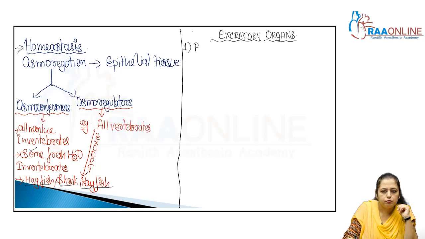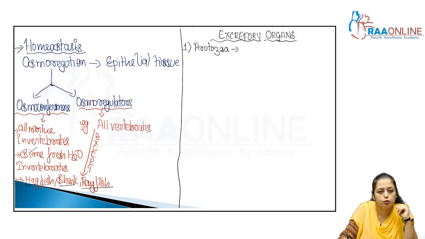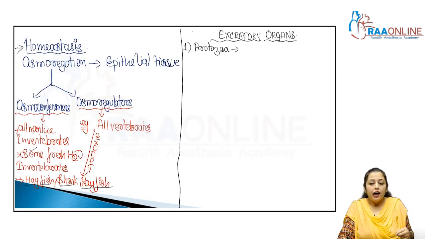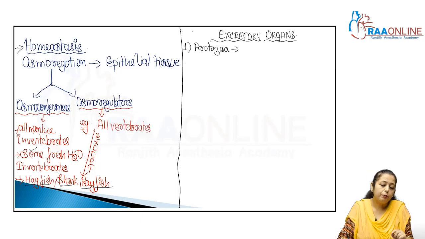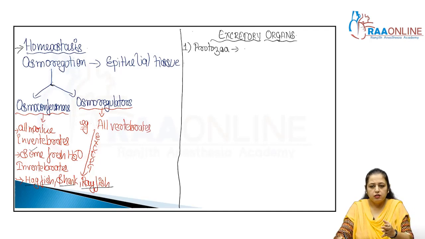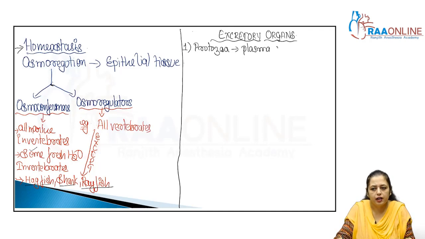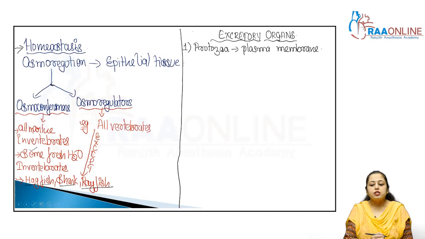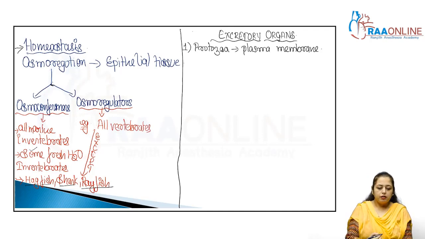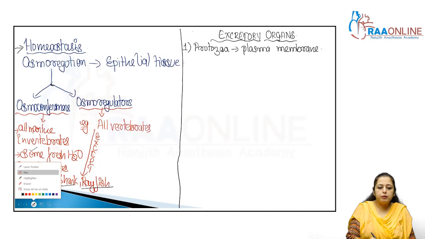When we start from protozoa, you know that protozoa are unicellular eukaryotic animals, right? The protozoans are the unicellular eukaryotic animals, and amoeba is the example, amoeba, paramecium, all these belong to that phylum, protozoa, right? Actually, in protozoans, the excretory organ is the plasma membrane, right? They excrete through the plasma membrane. Clear? They excrete through the plasma membrane.